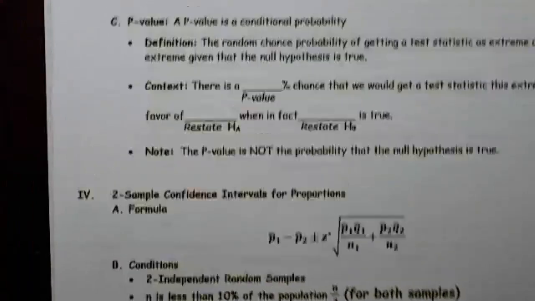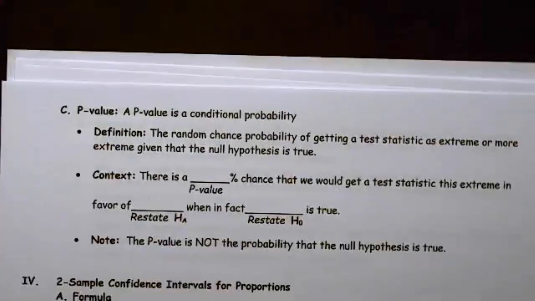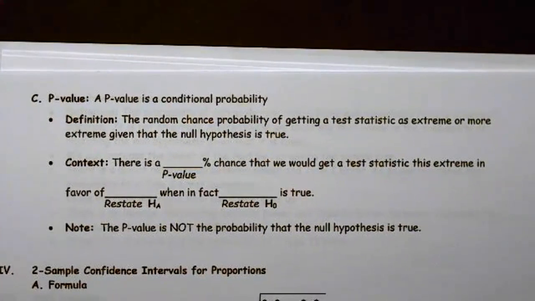All right, p-value. P-value, first off, is a conditional probability, and it tells you the random chance probability of getting a test statistic as extreme or more extreme given the null is true. So you ran a test, you got a probability, what's the likelihood you'd get a test statistic that extreme or more extreme given the null hypothesis is true. Make sure you always put it in context. And then one last note, the p-value is not the probability that the null hypothesis is true.